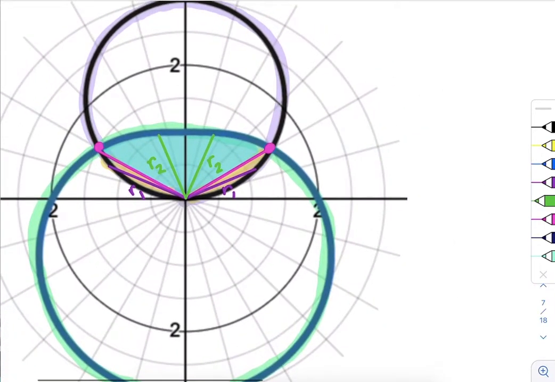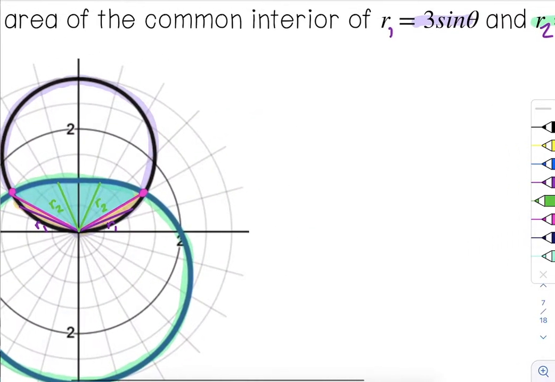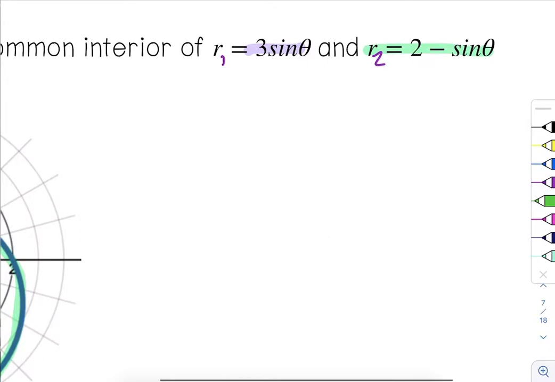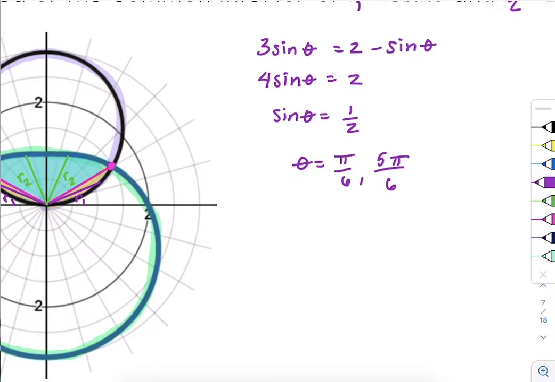Now, because we have the graph, we can probably figure out what those angles are, but I'm going to show you in case you don't have a graph, how do you find the intersection points? Just like any other graph, if you need to find the intersection points between two curves, you're going to set them equal to each other. If I collect all my sines onto one side, I get 4 sine of theta equals 2. So sine of theta is going to equal 1/2. That tells me theta could be pi over 6 or 5 pi over 6. And if we tested these, they would in fact be these angles.